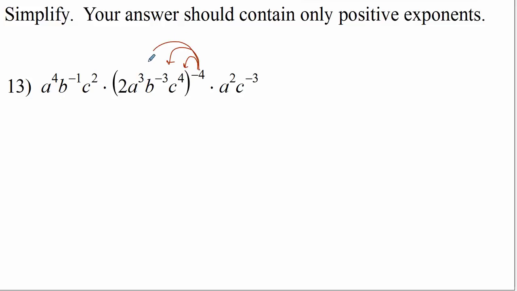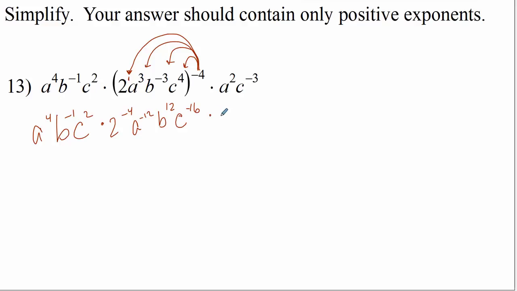times all of that, because remember it's like the distribution property. Where is this one going? Well, that's technically a 1, right? So let's rewrite this. A to the 4, B to the negative 1, C to the 2, times 2 to the negative 4, because 1 times negative 4 is negative 4. I get A to the negative 12, B to the 12, C to the negative 16, times A squared, C to the negative 3. Wow, that's a lot of stuff.